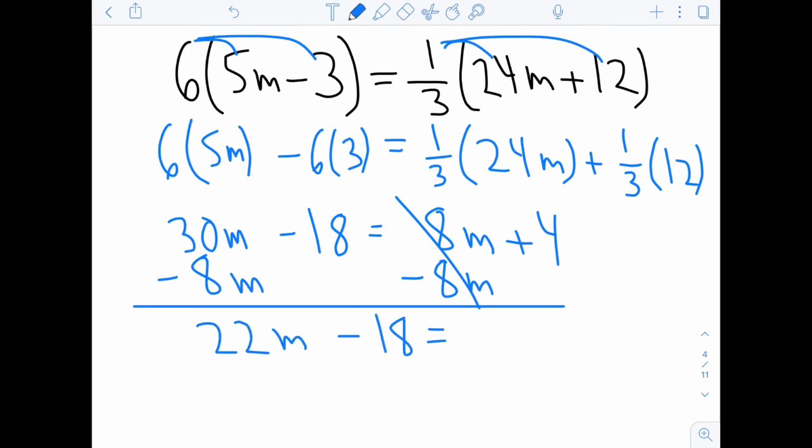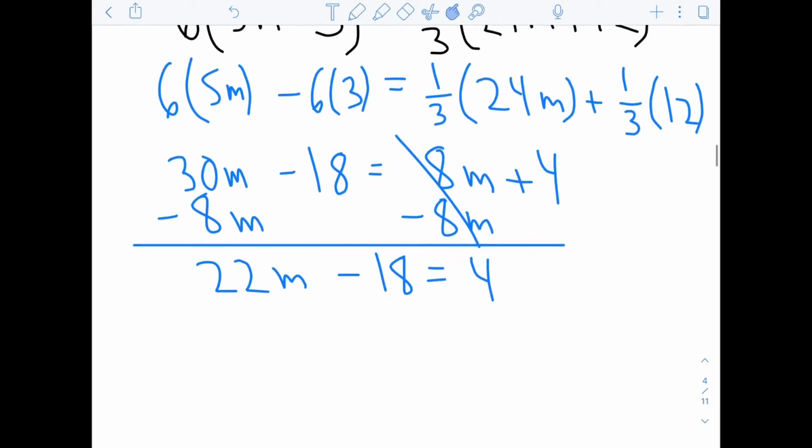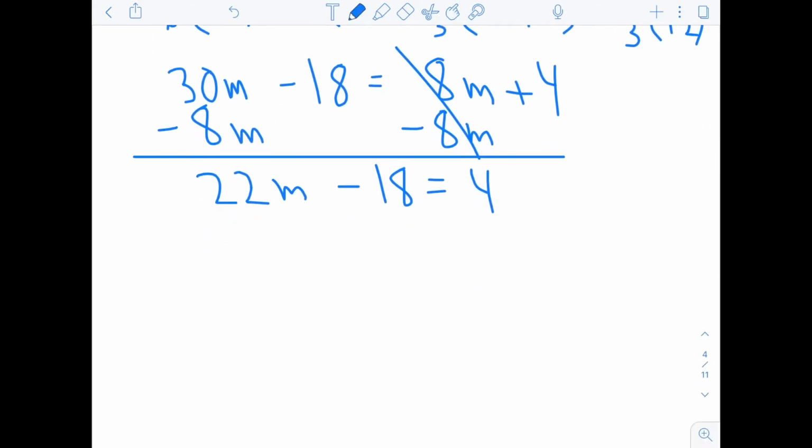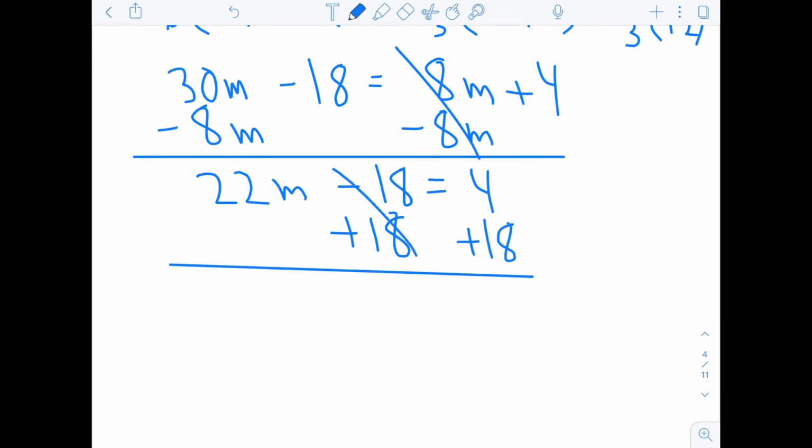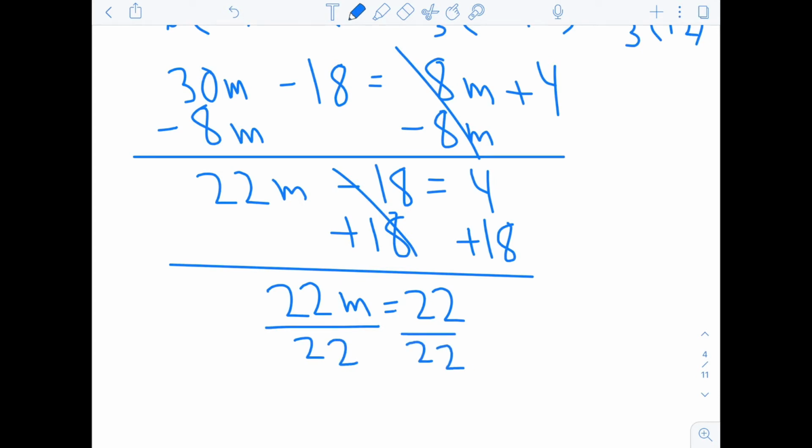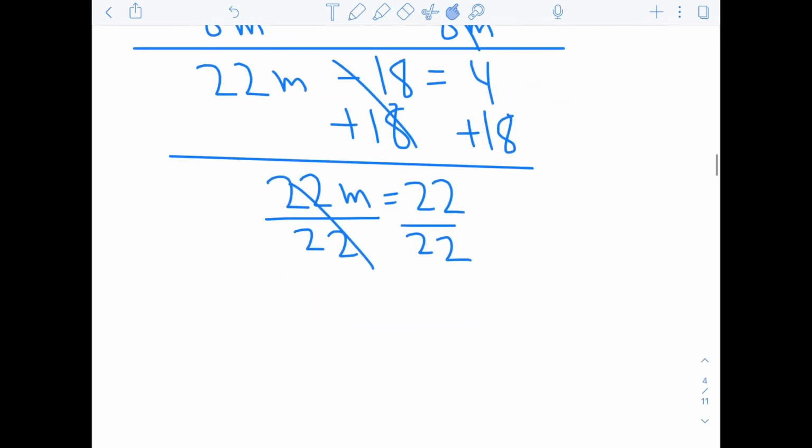Minus 18 equals 4. So now to get rid of negative 18, we're going to add 18 to both sides. And you'll be left with 22m equals 4 plus 18, which is 22. And if you divide by 22 on both sides, you'll be left with m equals 1. And if you check your solution, you'll see that it's right.